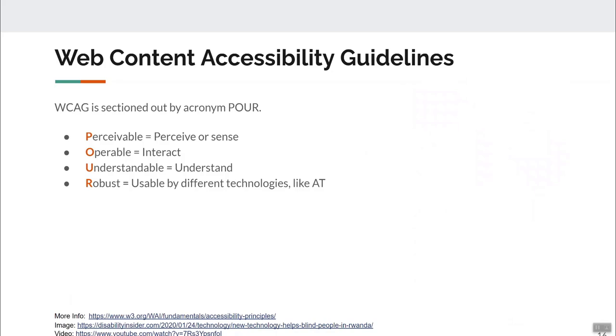Their next step is operable, which we were calling interact in the previous slide. Am I able to interact with it? Can I type into that input to put in my first name? And understandable. Do I understand what I'm supposed to do with that input?